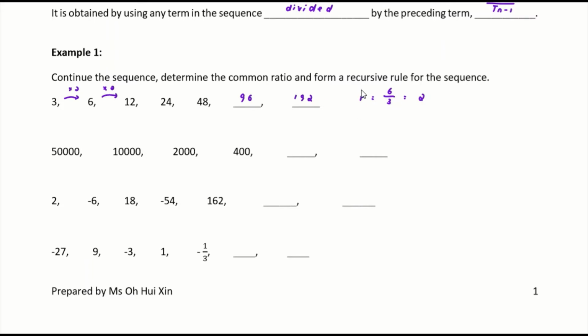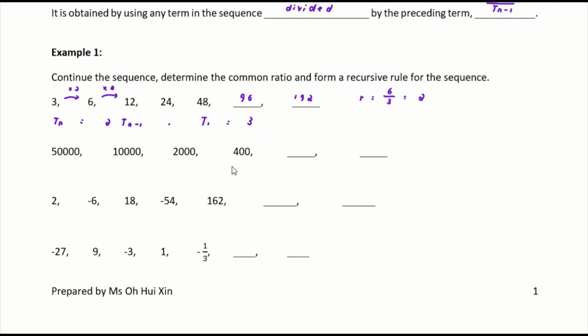Okay, so what is the recursive rule for this? I hope that you should be very familiar with this already. The nth term is equal to the previous term multiplied by 2. That's why you can write the 2 in front. So it's 2 times Tn minus 1. And don't forget your T1 is equal to 3. Okay, so that's basically for the first one.